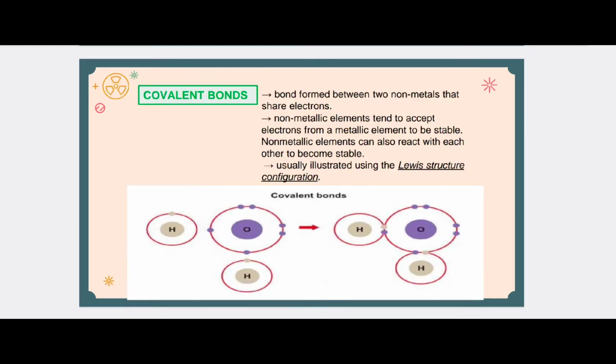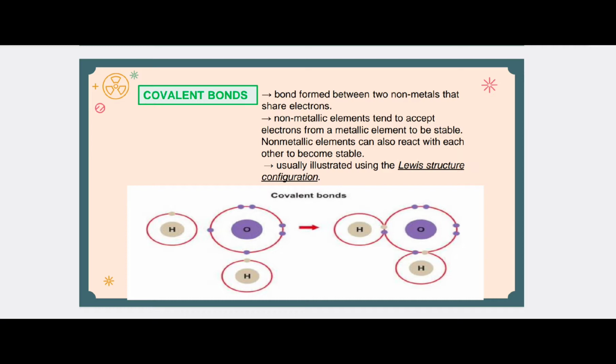Covalent bonds. A bond formed between two non-metals that share electrons. Non-metallic elements tend to accept electrons from a metallic element to be stable. Non-metallic elements can also react with each other to become stable, usually illustrated using the Lewis structure configuration.